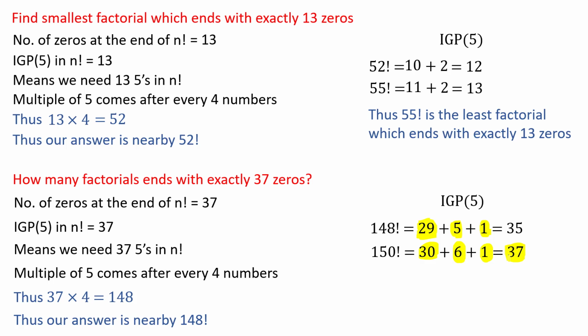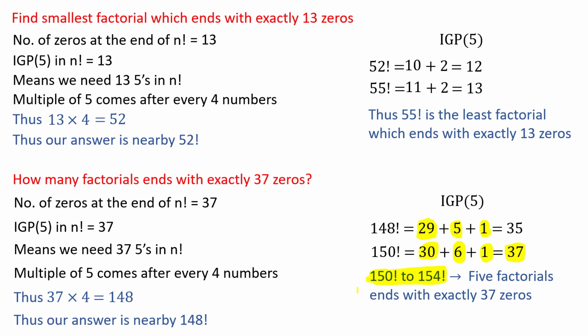So 150 factorial to 154 factorial, take any factorial. In that factorial, the IGP of 5 is going to be 37 only. That means 150 factorial to 154 factorial, these are 5 factorials which end with exactly 37 zeros.